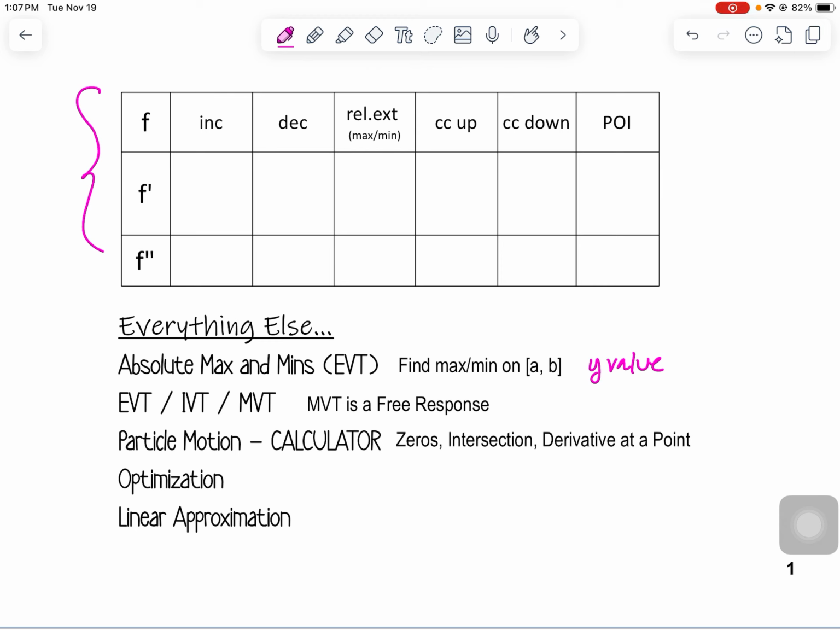Extreme value theorem, intermediate value theorem, and mean value theorem. Remember that mean value theorem is a free response. Then they're all mixed in together for the multiple choice. Particle motion, make sure you can do that stuff on the calculator. That tends to be a tricky area for some. And then optimization, take the derivative, set it equal to 0. Shouldn't be too tough. And linear approximation.